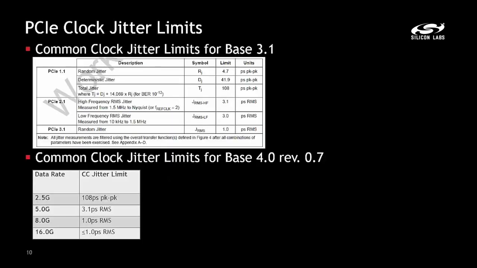The PCI Express clock jitter limits used in the PCI Express clock jitter tool come from the PCI Express base specification 3.1 and base specification 4.0 Rev 0.7. Each architecture has associated jitter limits in place that are part of the overall transmit and receive jitter budgets. Shown here are the limits for the common clock from PCI Express 1.1, 2.1, 3.1, and 4.0 specifications.